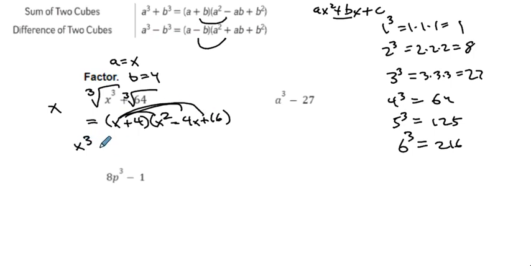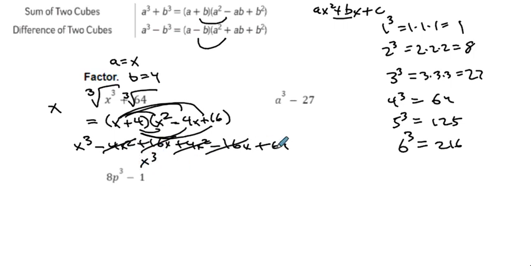So you get x to the third, you get minus 4x squared plus 16x. And then if I multiply this one by everything, you get plus 4x squared minus 16x, and then plus 64, which is your big number you get there. Well, look what happens. Your 4x squareds cancel, and your 16x's cancel. And then that leaves you with this x cubed plus 64.